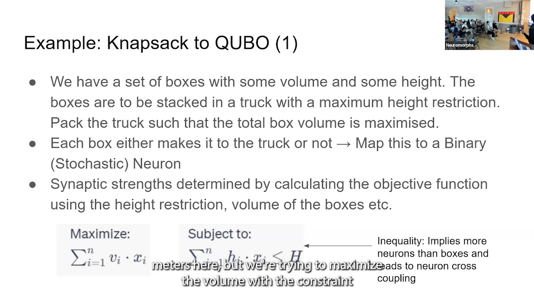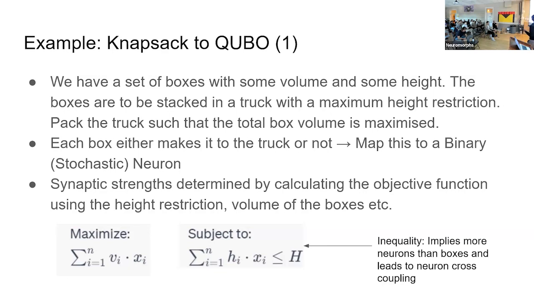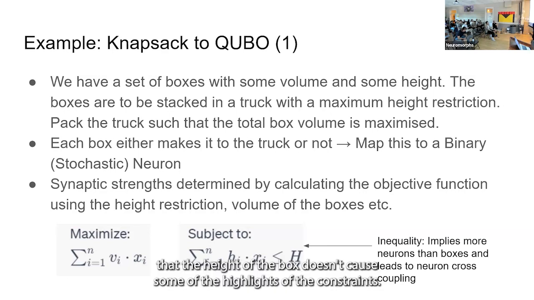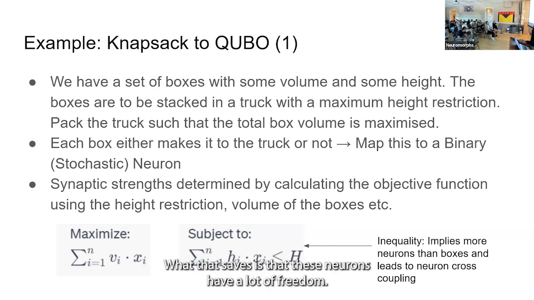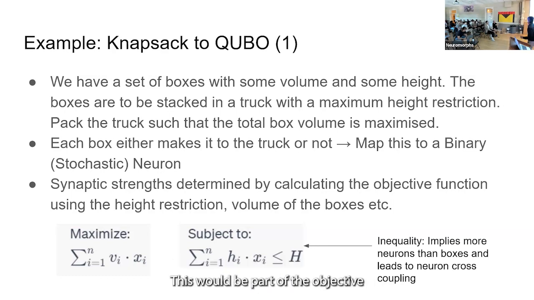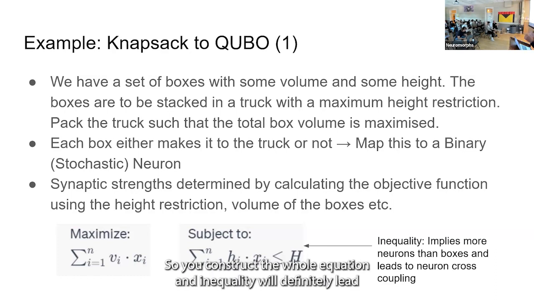So mathematically, we're trying to maximize the volume with the constraint that the sum of the heights of the boxes doesn't exceed the constraint. Now, the reason I've got that there is it also gives some insight into the network. So for example, here, you have an inequality. What that says is that these neurons have a lot of freedom. They can choose many states that will all equally respect this constraint. So what ends up happening is that a constraint such as this gets mapped to additional neurons, right? And terms like these lead to quadratic interactions once you go through the maths. So this is how you would go about constructing the Q matrix. This would be part of the objective function, then this would be part of the objective function. So you construct that whole equation. And inequalities would generally lead to more neurons and more interactions that try to enforce these requirements.